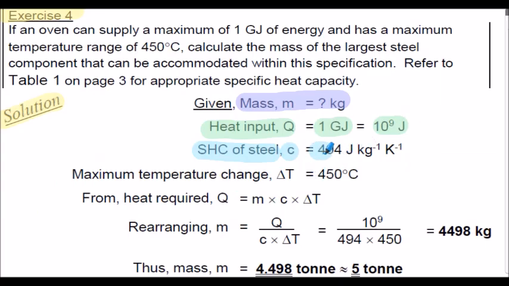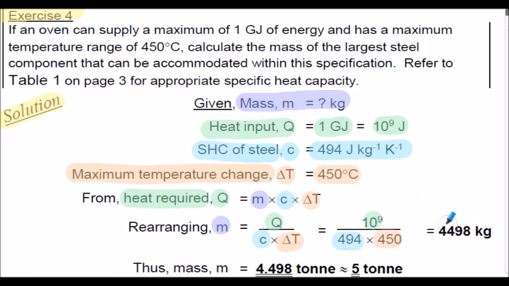So 494 joules per kilogram per K. And the maximum temperature range we're given for this particular oven, delta T, is 450 degrees C. So again, transposition required from our heat formula. Q is equal to MC delta T. We rearrange for M by dividing both sides by C and delta T and inserting the values. The maximum mass we can use is 4,498 kilograms, so the mass is approximately 5 tons.